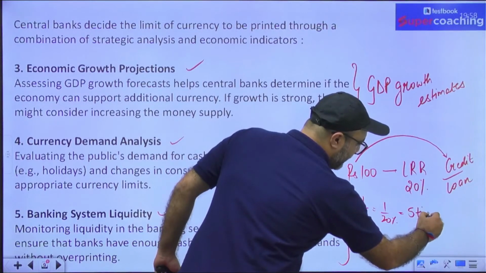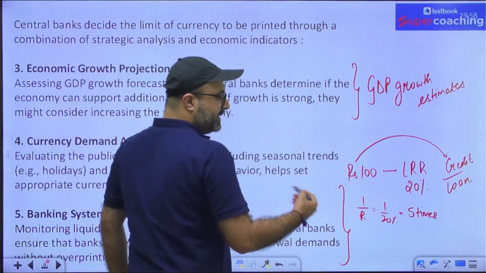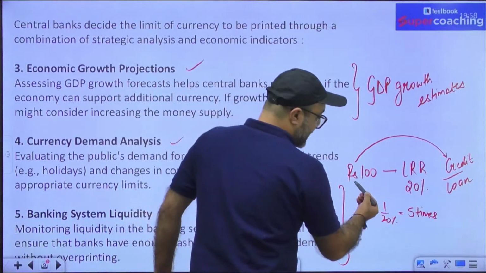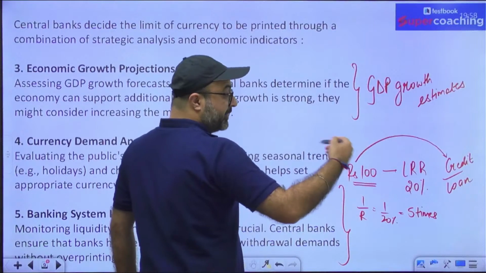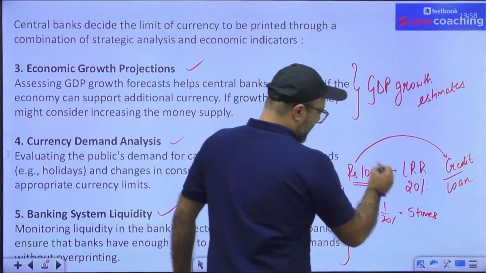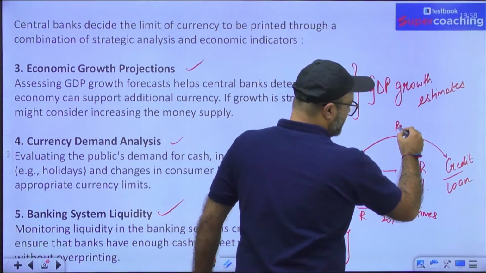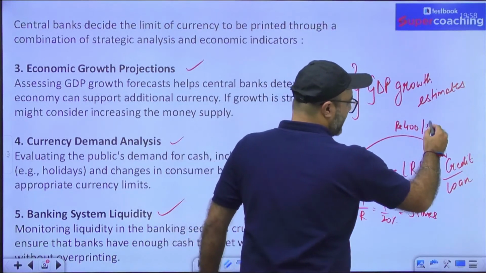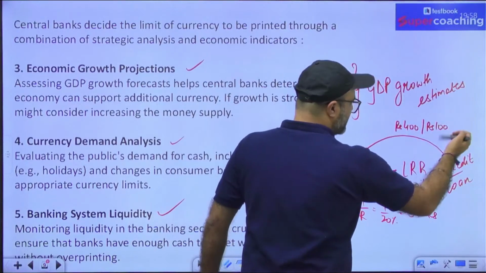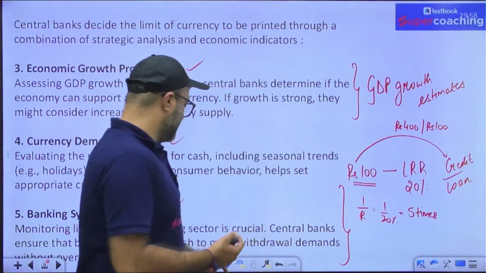Which means 5 times. What does it mean? It means that 100 rupees has a capacity to create credit 5 times, which means this 100 rupees is in a position that 400 can be given on loan out of this 100 and the rest 100 rupees can be reserved. How is this possible? This is possible because of credit creation.